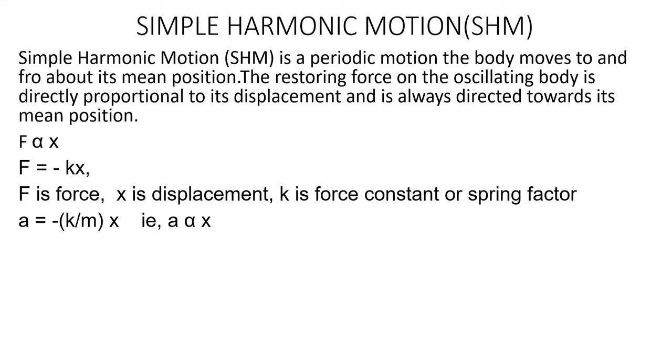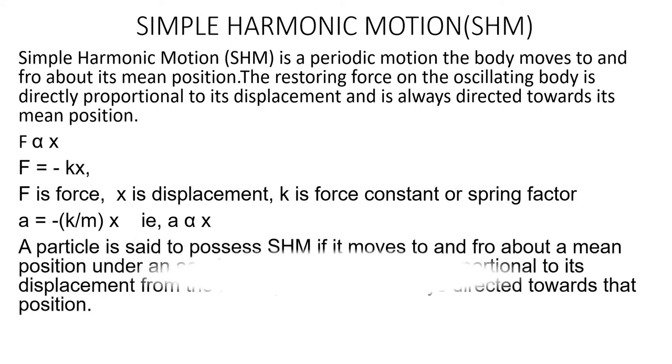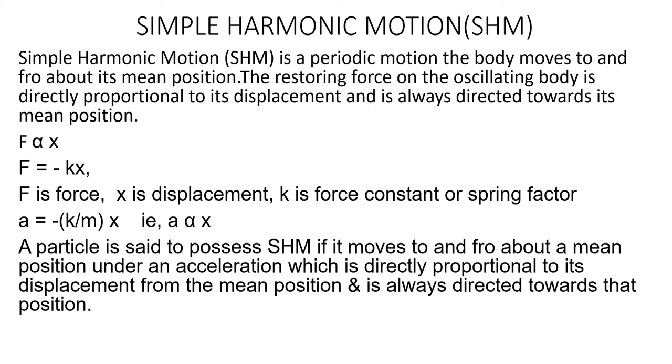So like this also we can define simple harmonic motion. A particle is said to possess simple harmonic motion if it moves to and fro about a mean position under an acceleration which is directly proportional to its displacement from the mean position and is always directed towards that mean position. So in that way also we can define it. If any system satisfies this equation, we can say that it is executing simple harmonic motion.